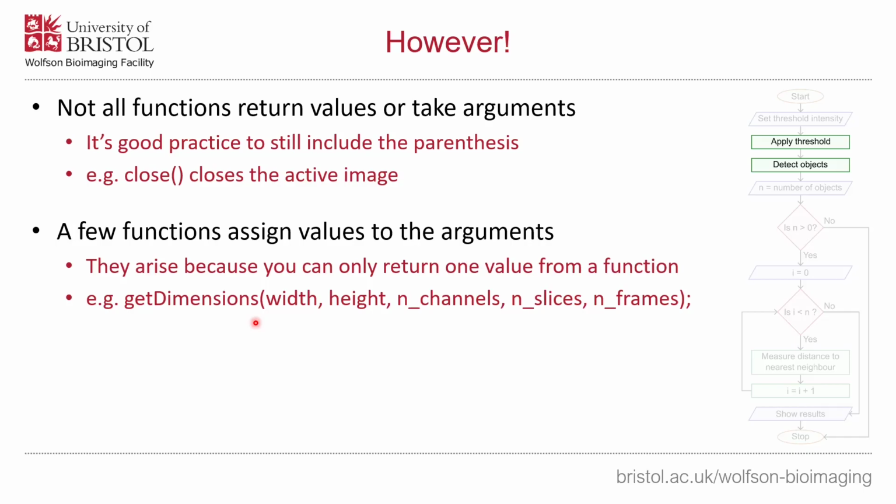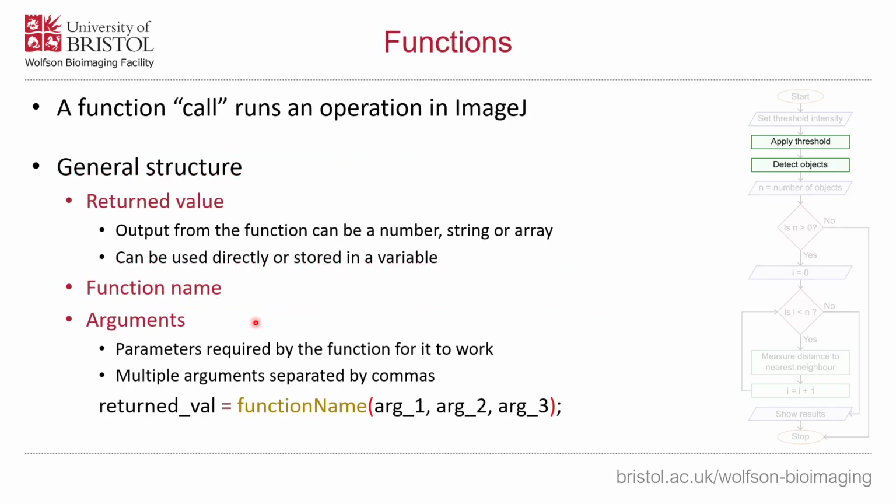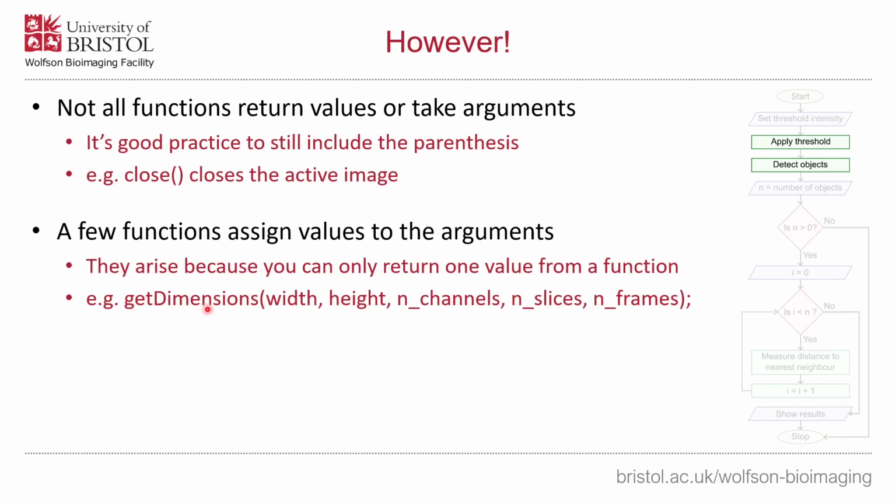So whereas most of these, like I say, you would use a standard assignment format where you've got the variable name equals the output from the function name, things like the getDimensions function actually update these values that are given as arguments. So you don't need to predefine these values of width, height, nChannels, nSlices, or nFrames. When you run getDimensions, these values will be assigned. So you could then do print width and it would say 512, for example. So that's a bit different.